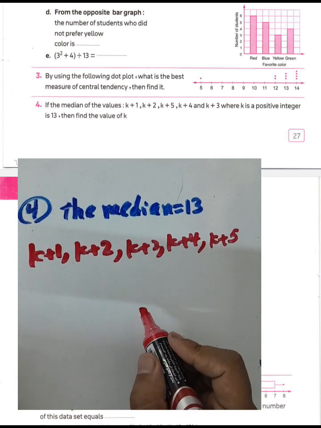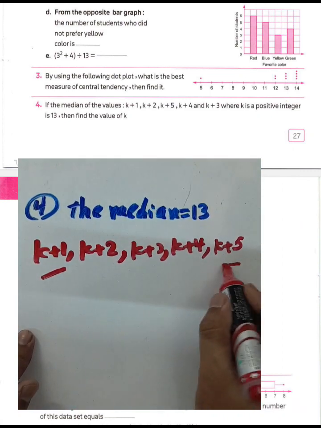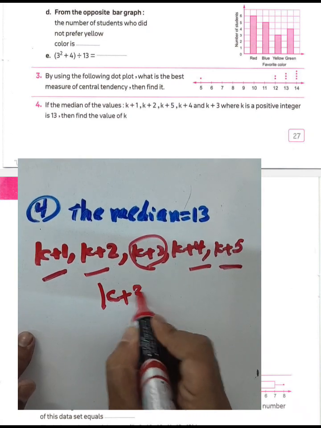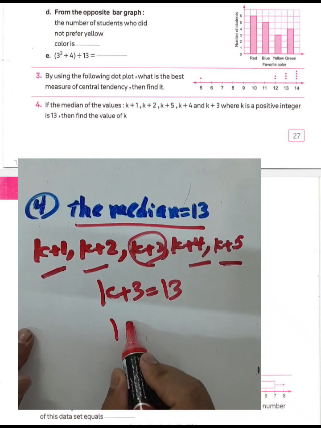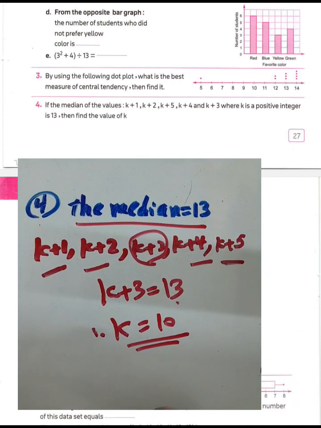Who can tell me the median here? To find the median, you must cancel first by first and second by second, and then the median here will be k plus 3. He tells us the median equals 13. Then k plus 3 equals 13. Then k will be 13 minus 3, which equals 10. Then k here will be equal to 10.